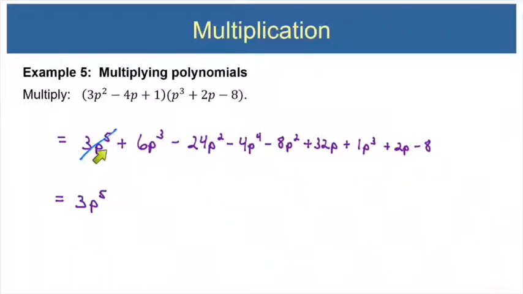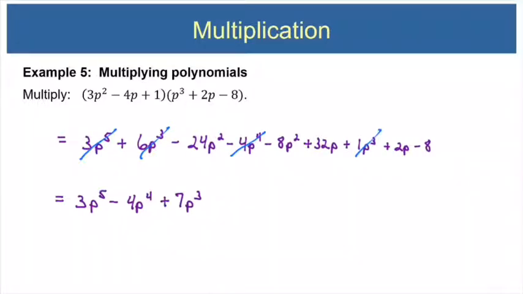And so we've done p to the fifth. Now let's do p to the fourth. Here I see minus 4p to the fourth, and I don't see any other fourth powers. So I'm going to copy that one next and mark it out. Now let's do our p to the third terms. So here I see 6p to the third, and I also see 1p to the third. Together those make 7p to the third. So I'll copy that down here and mark those two out.